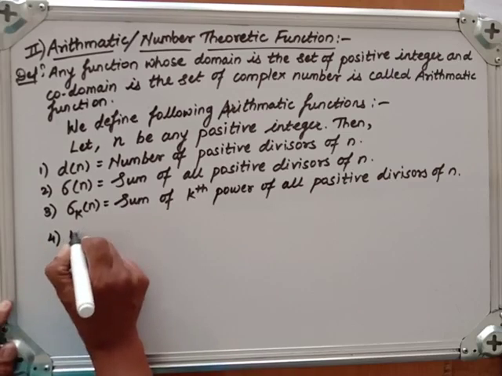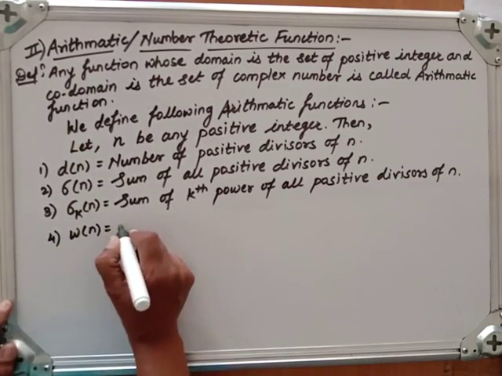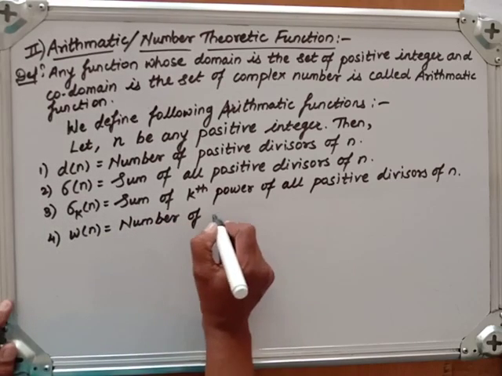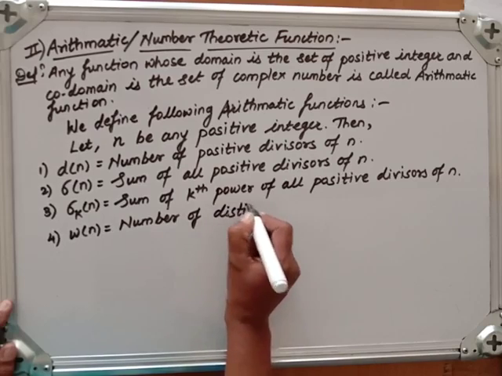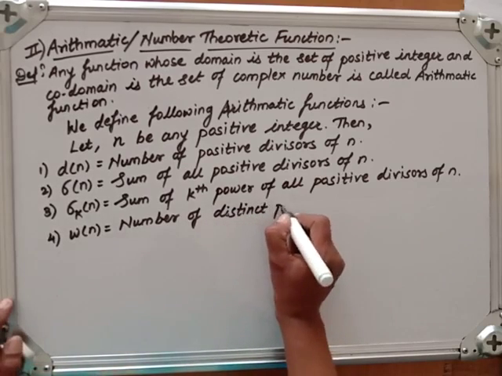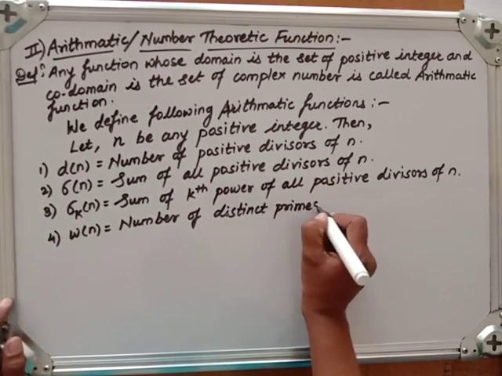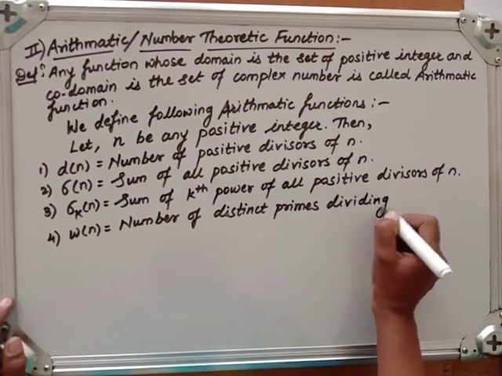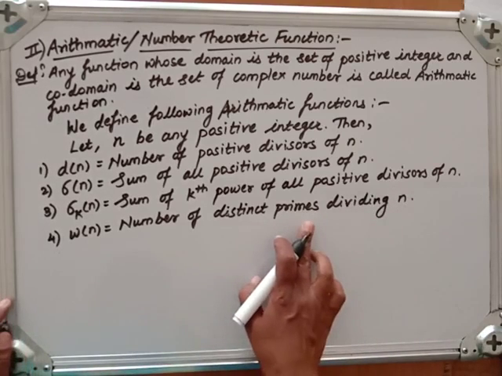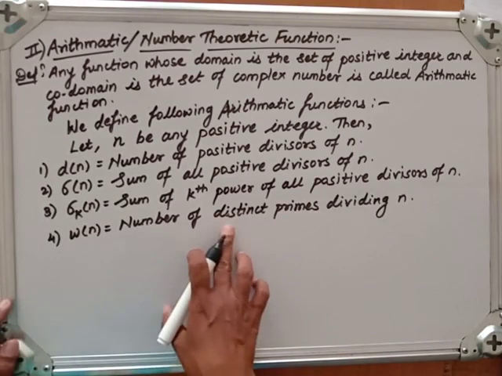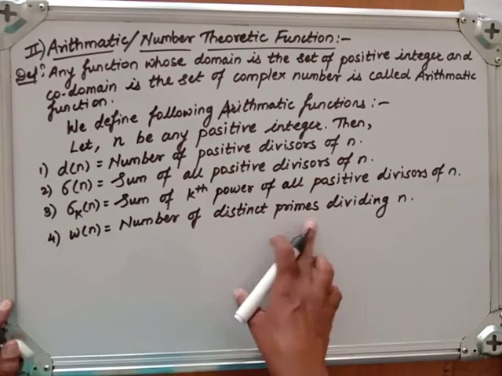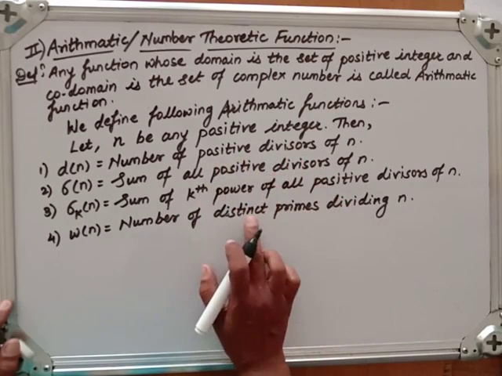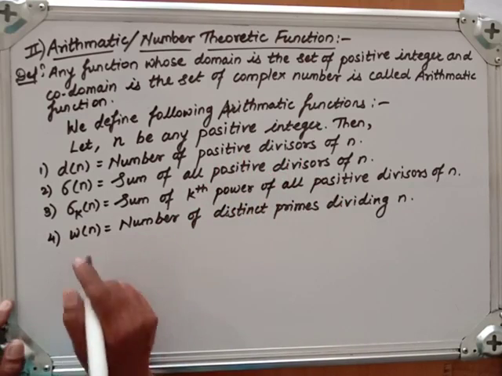Now fourth, omega(n). It is the number of distinct primes dividing n. We have to take the count of the number of distinct primes which divide this n. So after finding the divisors, we have to count the primes among them. That will be our omega(n).